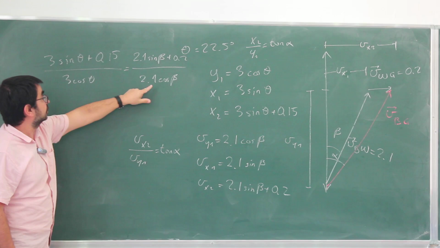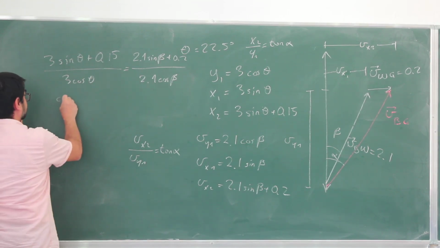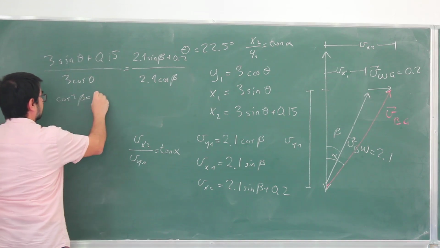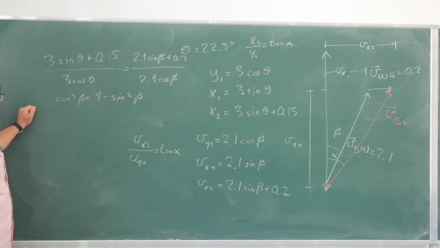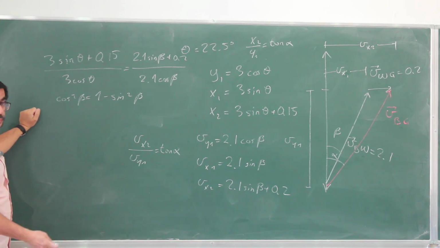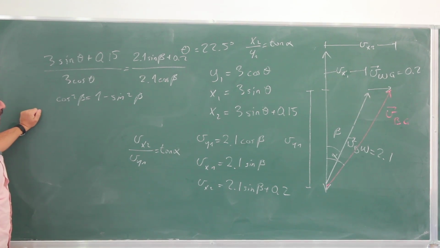So you can move this to the other side. Take the squares, and then use the fact that cosine square beta is 1 minus sine square beta. So you're going to get a quadratic equation in sine beta, and you can solve for it, and then use arc sine. It's a little bit convoluted, but this actually solves the problem. And honestly, I don't see a way to solve this more cleanly.